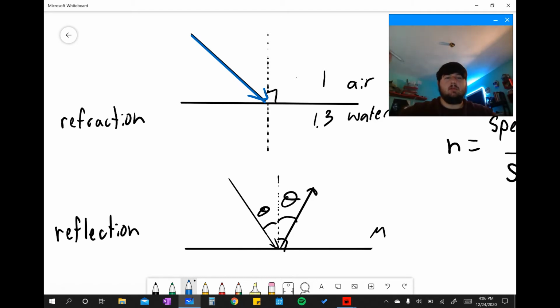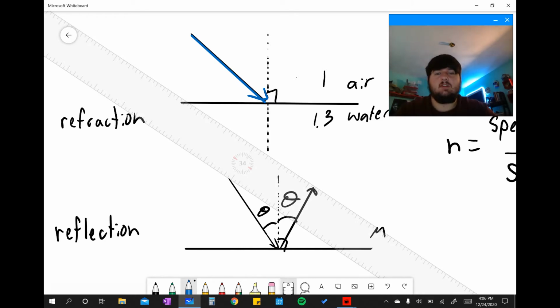So, a beam of light is moving from air to water. The law of refraction says that if it is moving into a material with a higher index of refraction, it's going to bend a little bit. Once it crosses that boundary, it's going to bend a little bit towards the perpendicular of the surface.